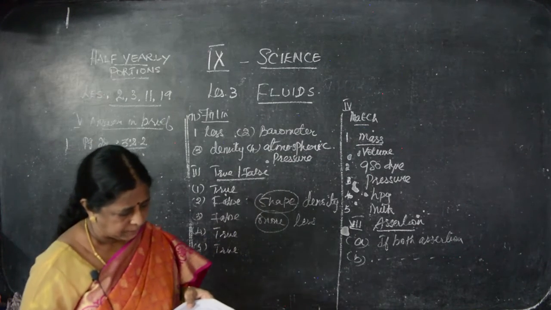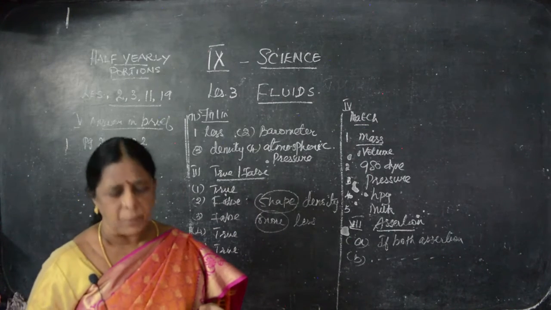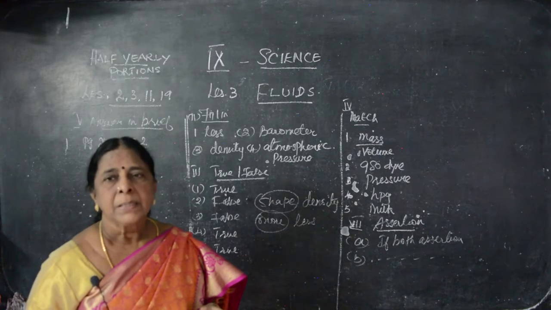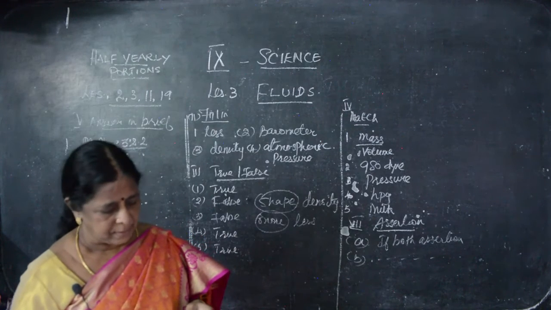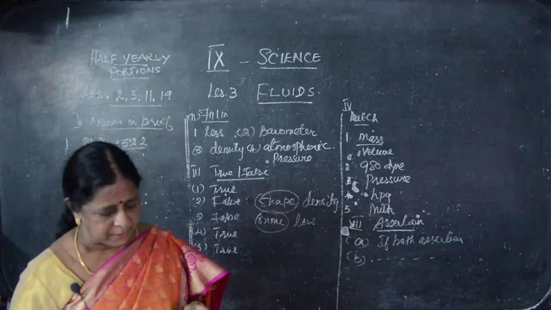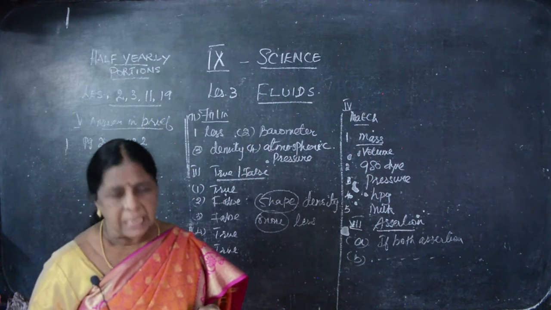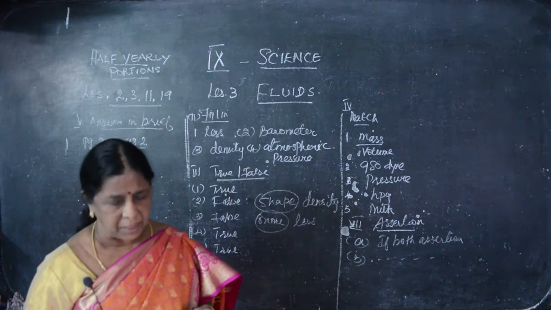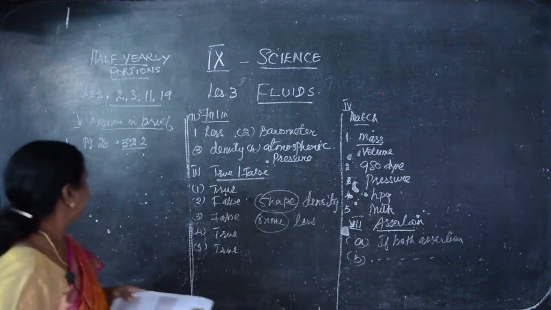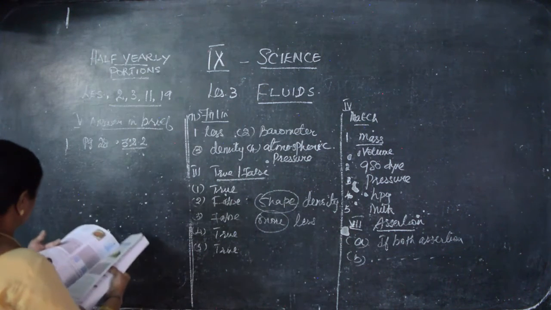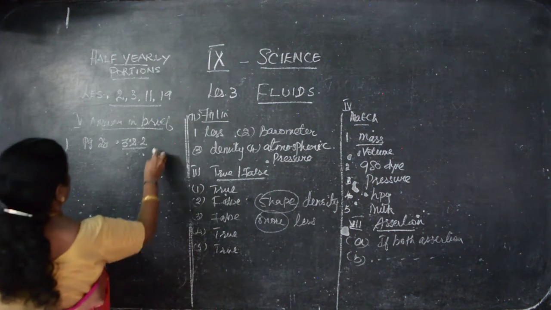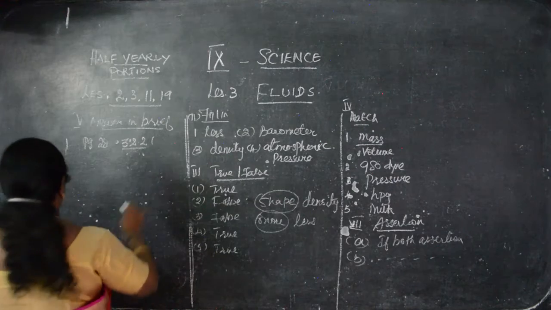Pressure exerted by liquid, strike out at a point. Pressure exerted by liquid determined by depth, density of the liquid, acceleration due to gravity. All the 3 points. Clear? Fully we have to write. That is under the heading.